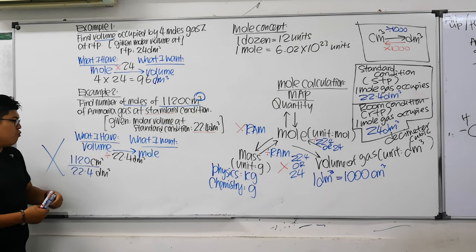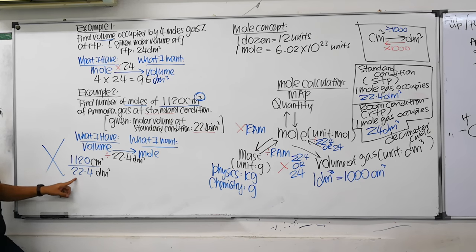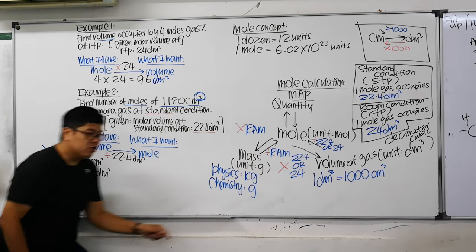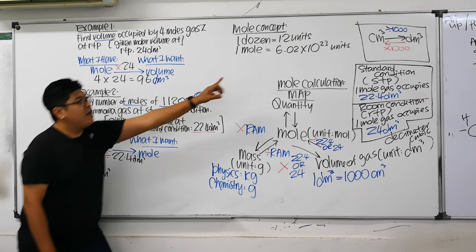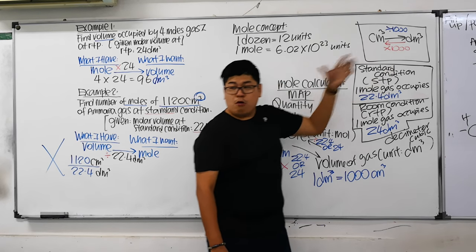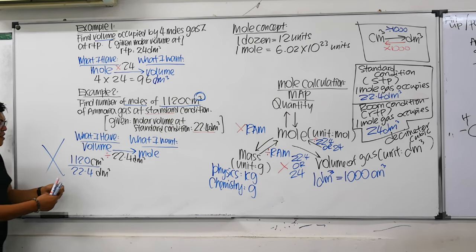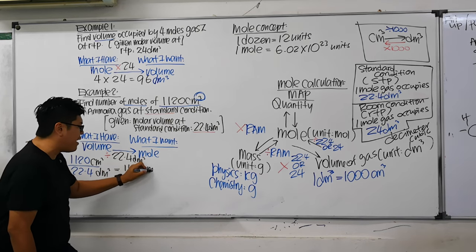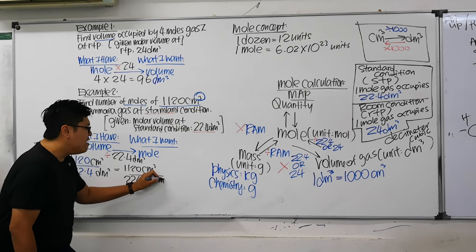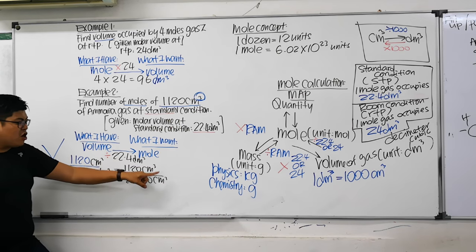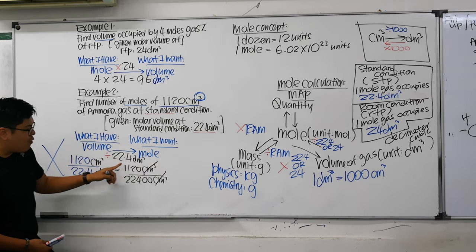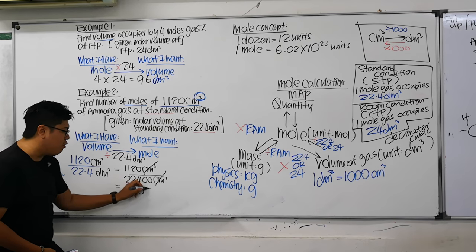So I will change everything to CM3. So on top is 1120 CM3 and the bottom is 22.4 DM3. I learned just now, every one DM3 is 1000 CM3. So to change 22.4 DM3 to CM3, I multiply by 1000. So my denominator, I multiply by 1000, and I keep 1120 CM3 on top. 22.4 multiplied by 1000, 22,400 CM3. Now, numerator is CM3, denominator is CM3. When you and I have the same unit, okay, can do already. Here, the unit cancels off. 1120 divided by 22,400, answer 0.05. Understand?